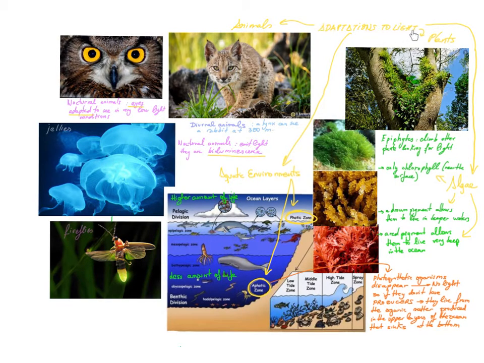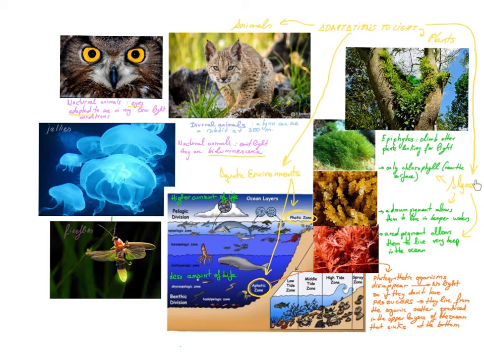Adaptations to light. We can talk about plants, algae, aquatic environments, and animals. Talking about plants, we find the epiphytes. Epiphytes are plants that climb other plants looking for light. In this picture, for example, we are watching epiphytes.